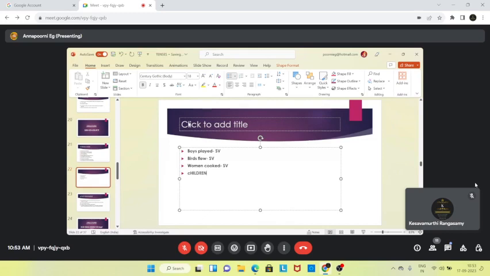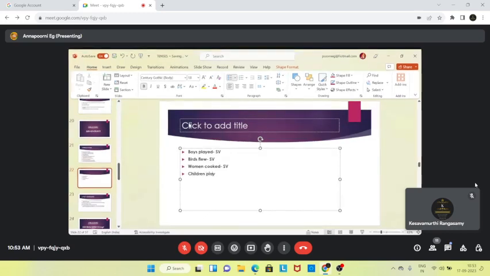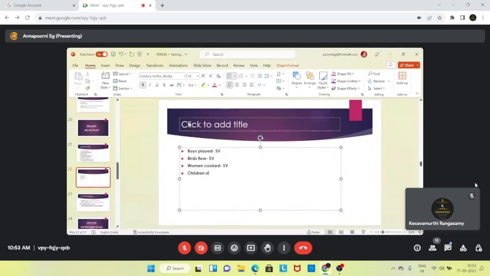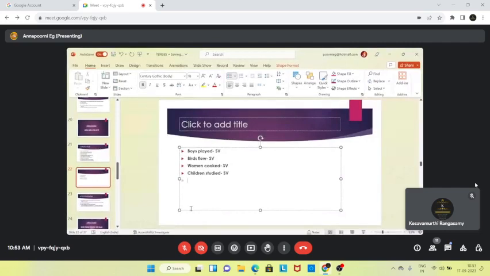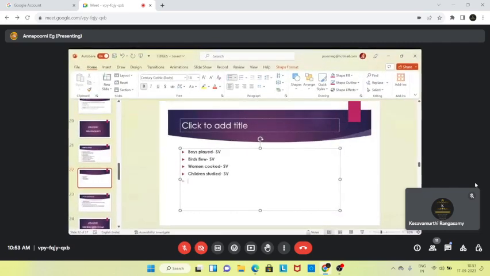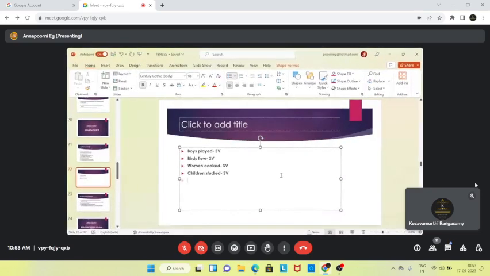Okay, I will do one thing. Children played or children studied. Okay, already I have given played. So children studied. Again, here you are having only S and V. Okay, can anyone give one example? Just one more example I want. Anything you can give.